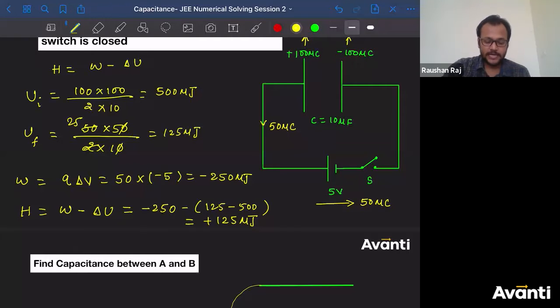As we have already discussed this kind of problem in the previous session also, I'm not going to solve more numericals related to heat generated when this kind of switch or this kind of arrangement is there. So now let us move on to some new kind of problems. Okay?